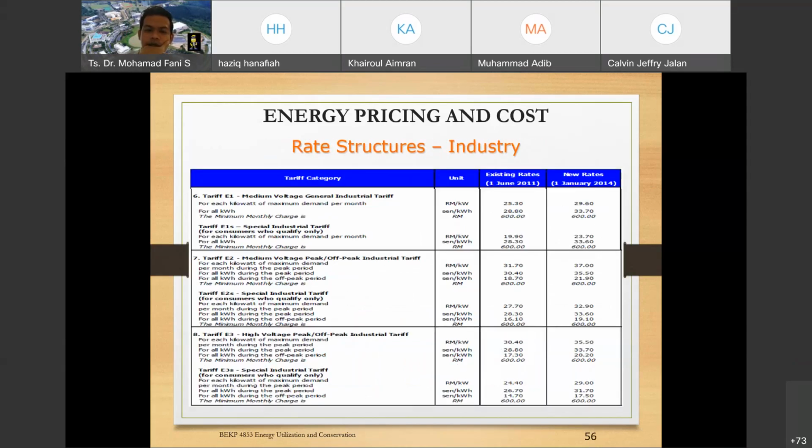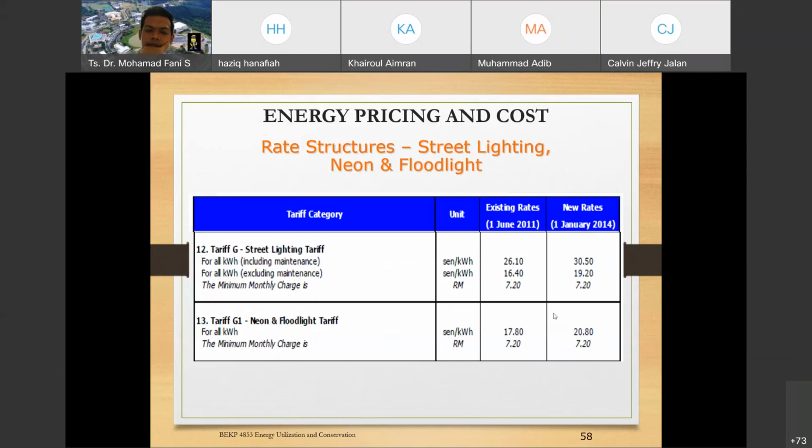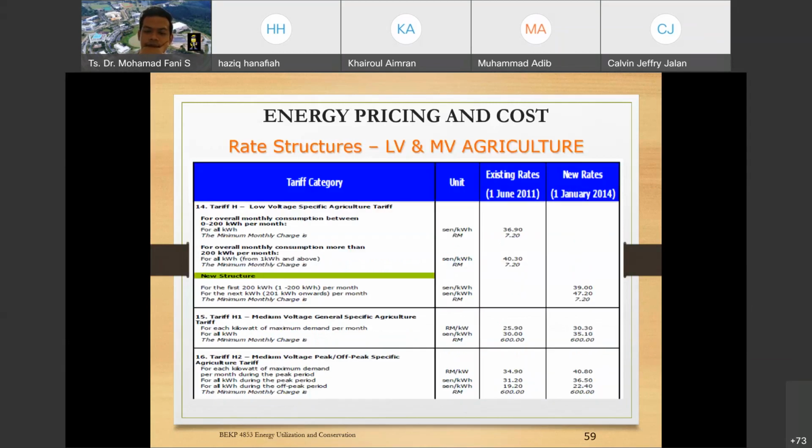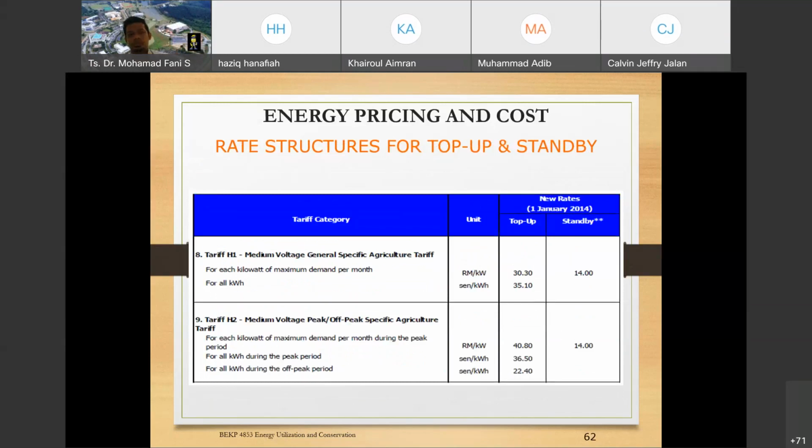For other tariffs you can refer to this slide, for mining and street lighting. They have a variety of tariffs charged to the consumer, but most consumers in Malaysia fall into domestic, commercial, and industry, and only a few numbers for agriculture, mining, etc. This one is top up and standby. I did mention the top up and standby.